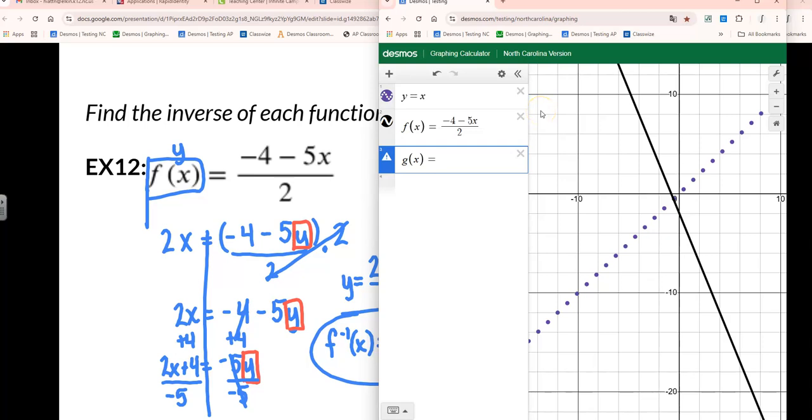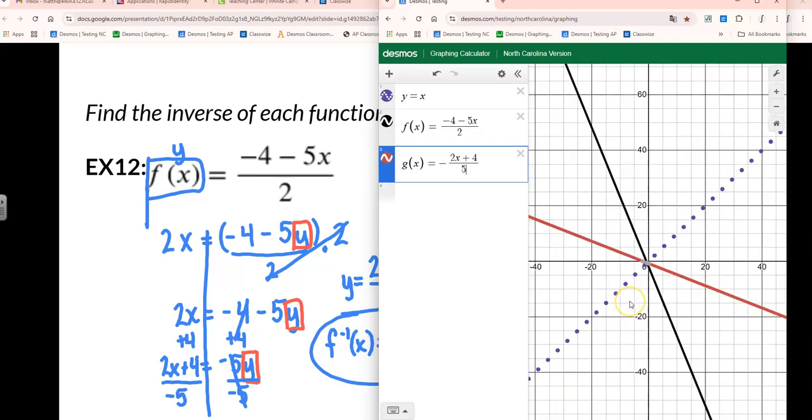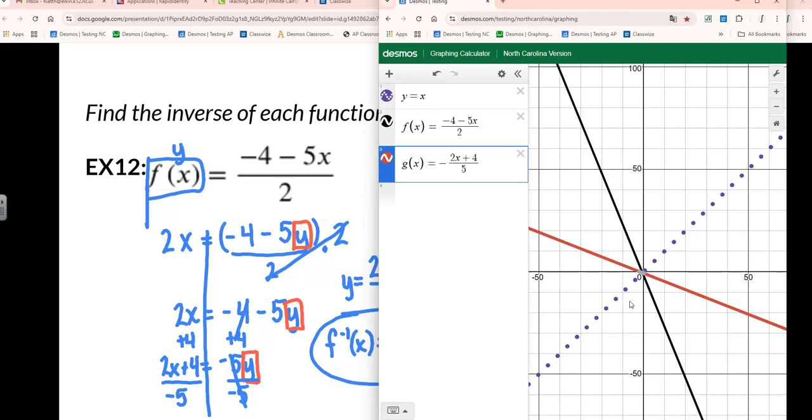And what did we have? We had 2x. Oh, wait, there was a negative out front, wasn't there? -2x plus 4 over 5 for that. So if I look at that, does that look pretty symmetric, like we could fold it in half? I think so. It's at least not crazy enough for me to throw it out, right? So it looks like we've probably done it right.